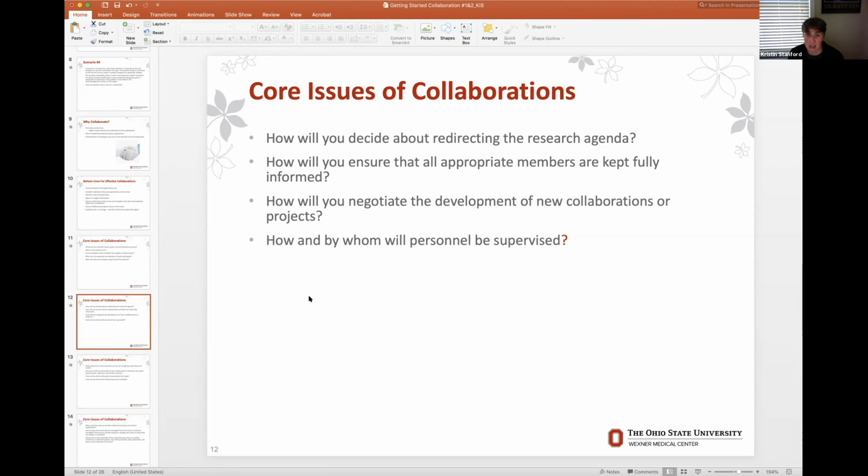I think talking about it and having written documentation of what you think they should be doing are important, but I think these all go into each individual relationship and how that's going to work out. Any comments or questions on this slide?